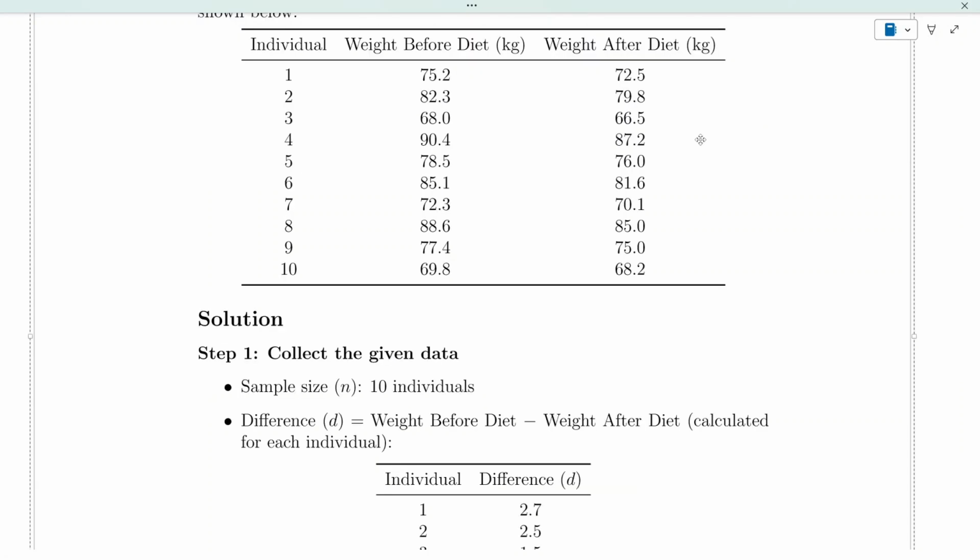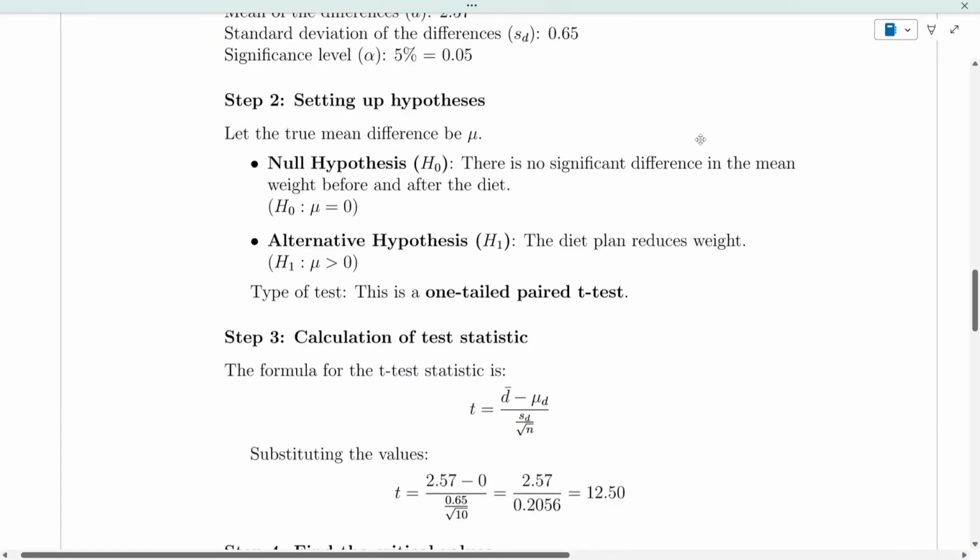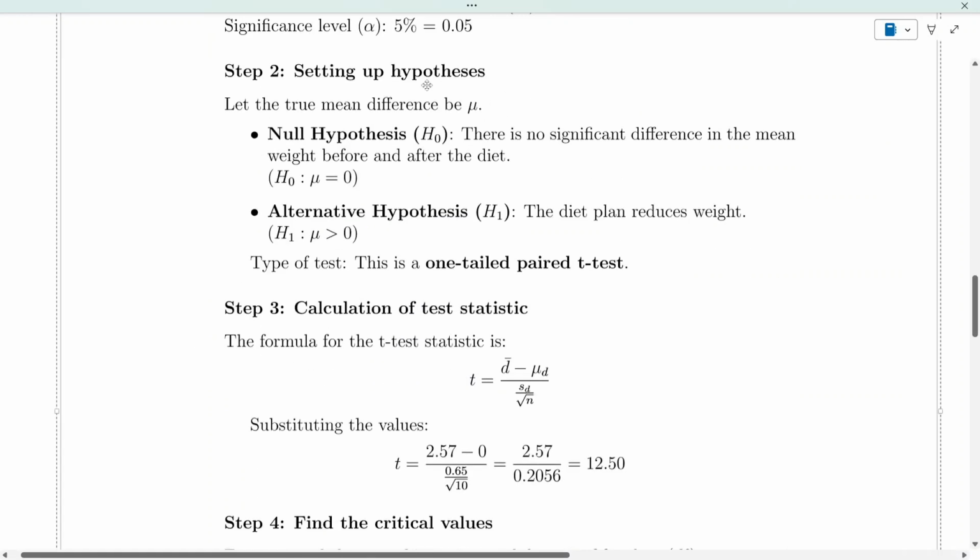Okay, now we proceed to the second step. In the second step, we set up our hypotheses. Let the true difference be denoted by mu or mu-d, whatever you want to write. The null hypothesis, or H0, states that there is no significant difference in the average weight before and after the diet. This means that the true average difference is 0. This is denoted by H0, mu equals 0.